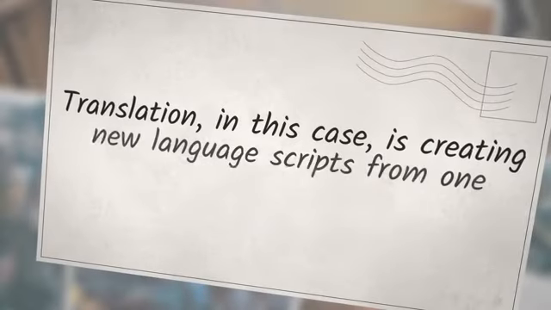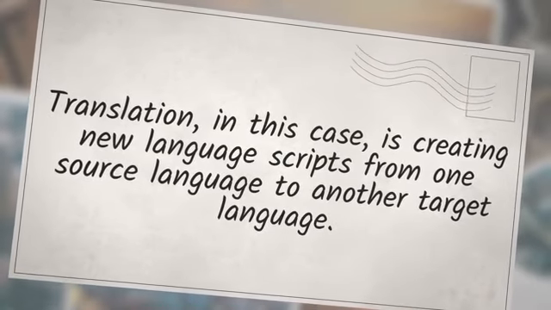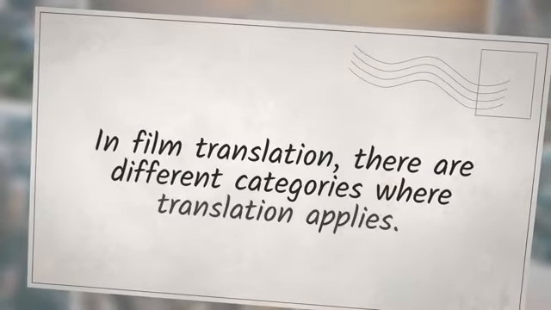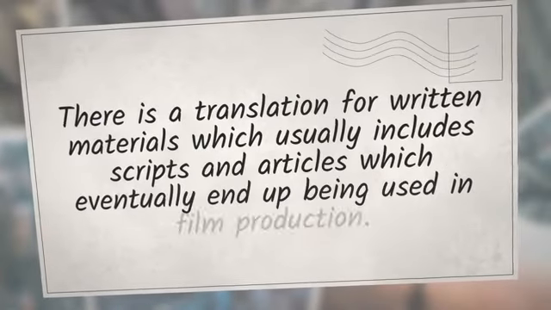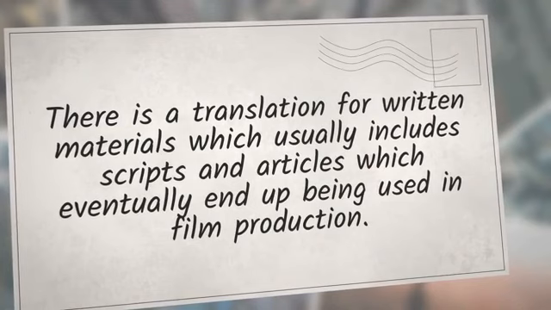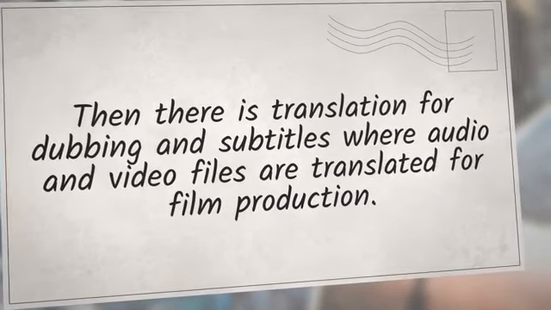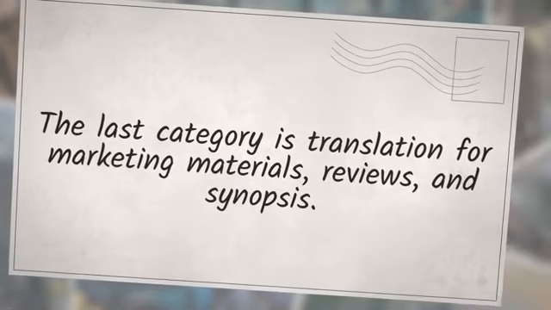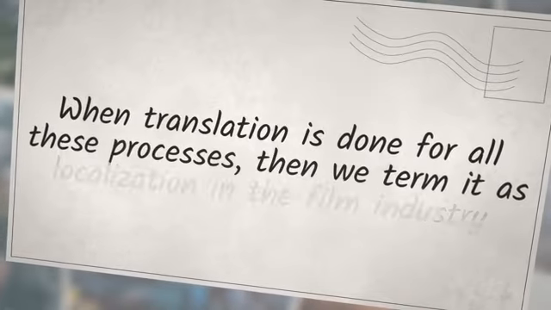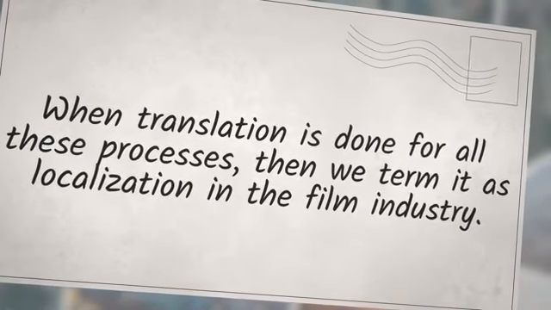Translation, in this case, is creating new language scripts from one source language to another target language. In film translation, there are different categories where translation applies. There is translation for written materials, which usually includes scripts and articles which eventually end up being used in film production. Then there is translation for dubbing and subtitles, where audio and video files are translated for film production. The last category is translation for marketing materials, reviews, and synopsis. When translation is done for all these processes, then we term it as localization in the film industry.